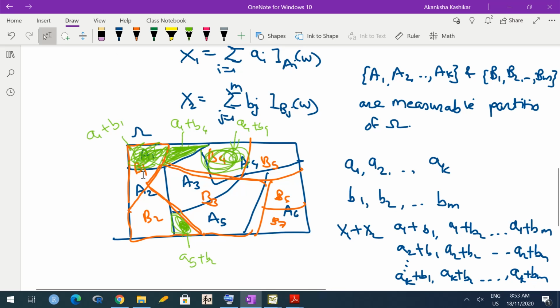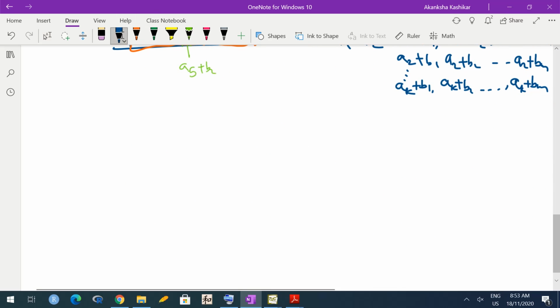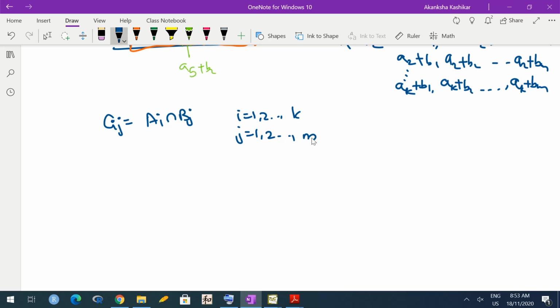This first green region is actually the intersection of a1 and b1. Hence it became a1 plus b1. So we will define a new partition. Cij as ai intersection bj, and it is defined for every i and every j. So how many Cij's would I have? I would have k into m sets.